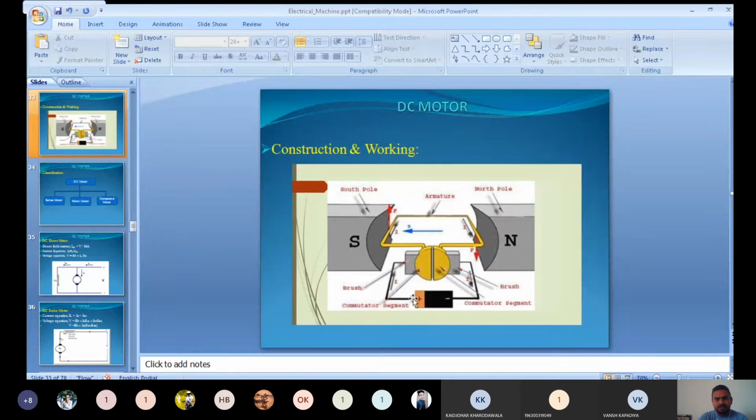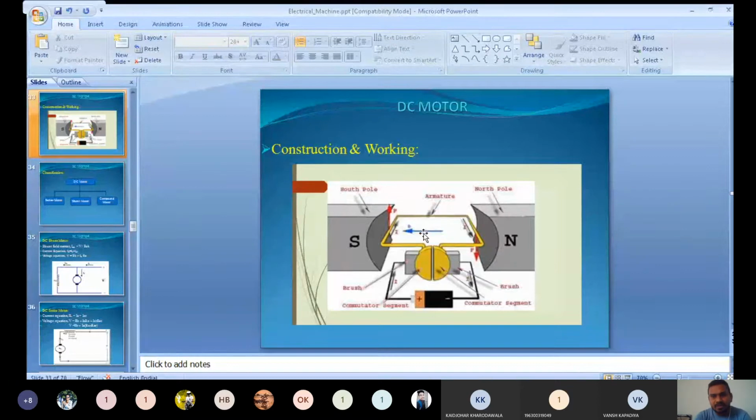Now when the positive terminal is connected to this brush, current flows in this direction. This is the direction of current: from the brush to this commutator segment, going towards the second commutator segment, the second brush, and into the negative terminal of the battery. So this is the direction of current flowing through this conductor.